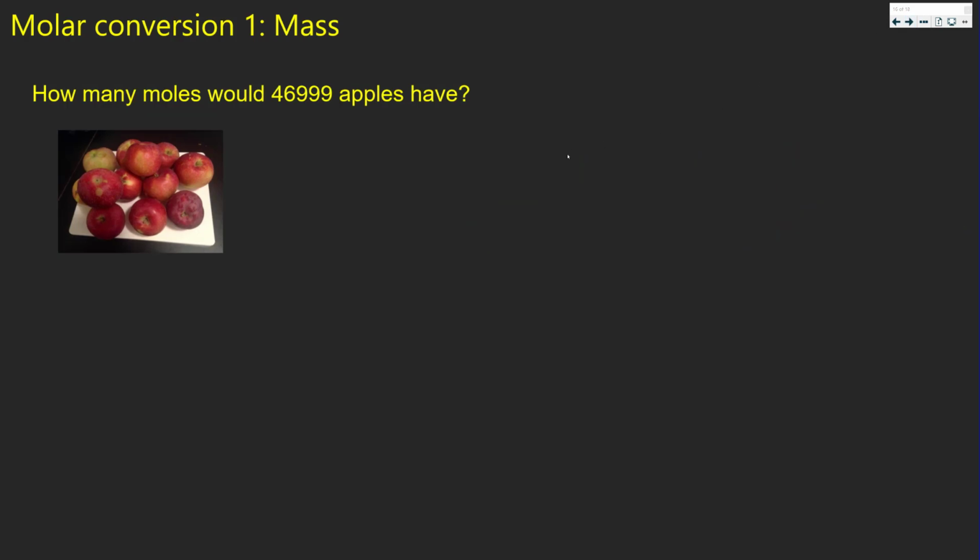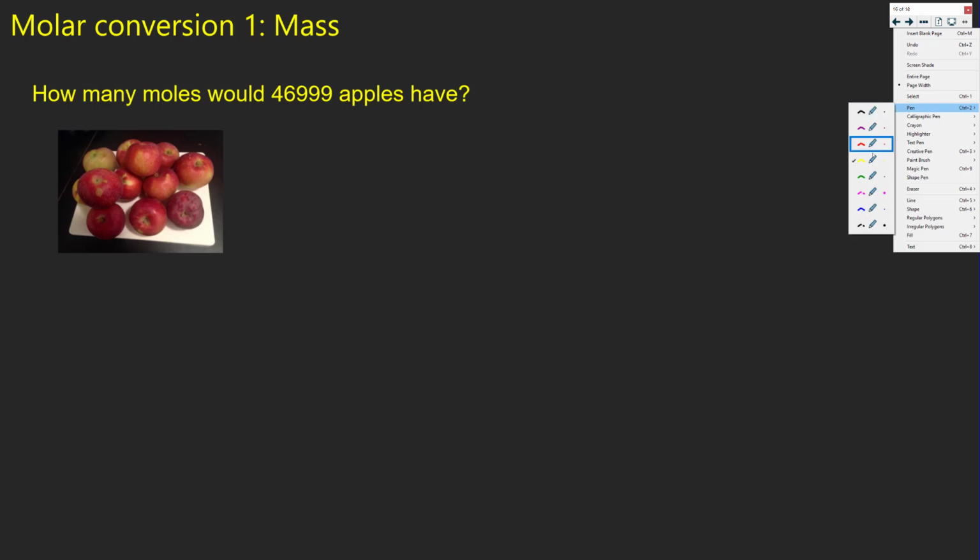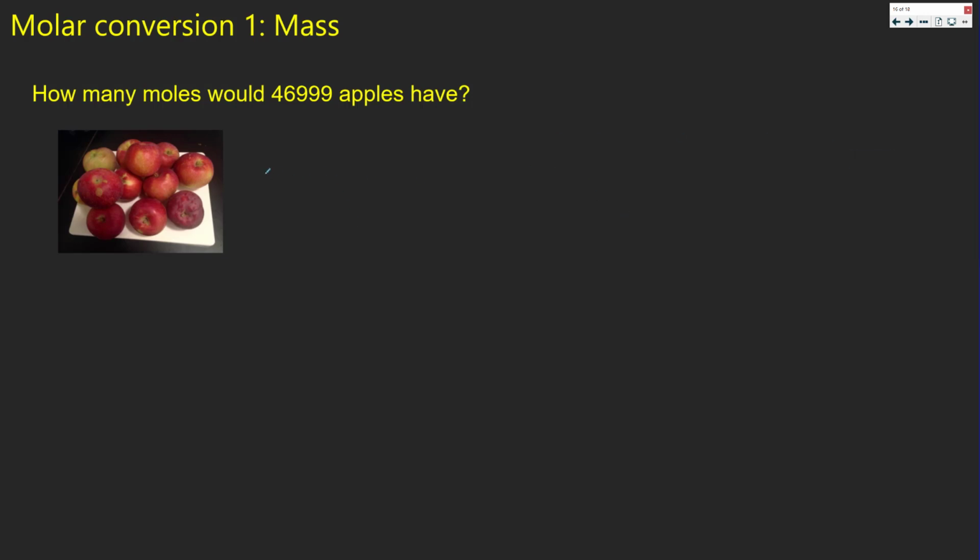So if we were to change this now, how many moles would I have with this number of apples? You might be wondering, can I use moles, because this is not chemistry, this is apples? Of course you can. Remember, moles are just a sort of unit conversion. It's a unit of measurement. So let's start off with what I have. This is 46999. This is how many apples I have.